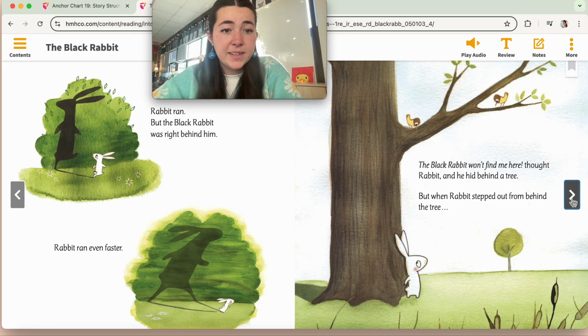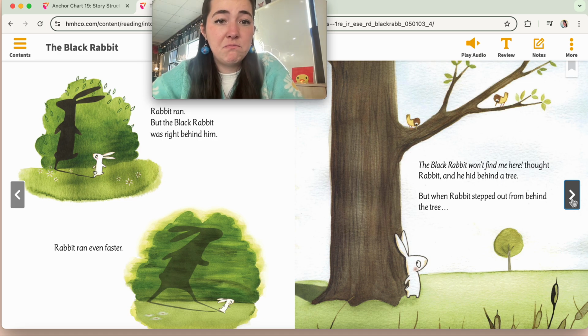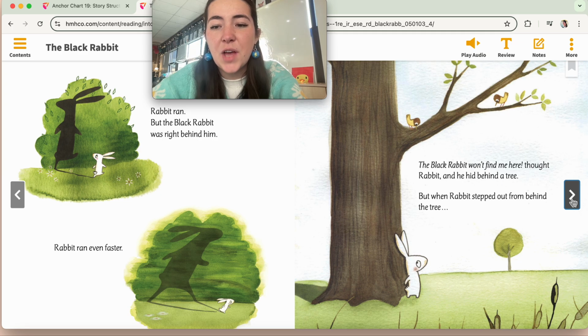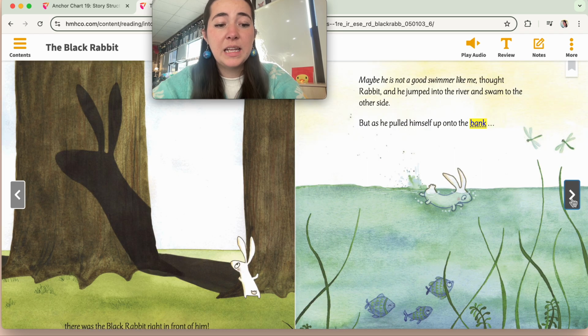Rabbit ran, but the Black Rabbit was right behind him. Rabbit ran even faster. "Black Rabbit won't find me here," thought Rabbit, and he hid behind a tree. But when Rabbit stepped out from behind the tree, there was Black Rabbit right in front of him.